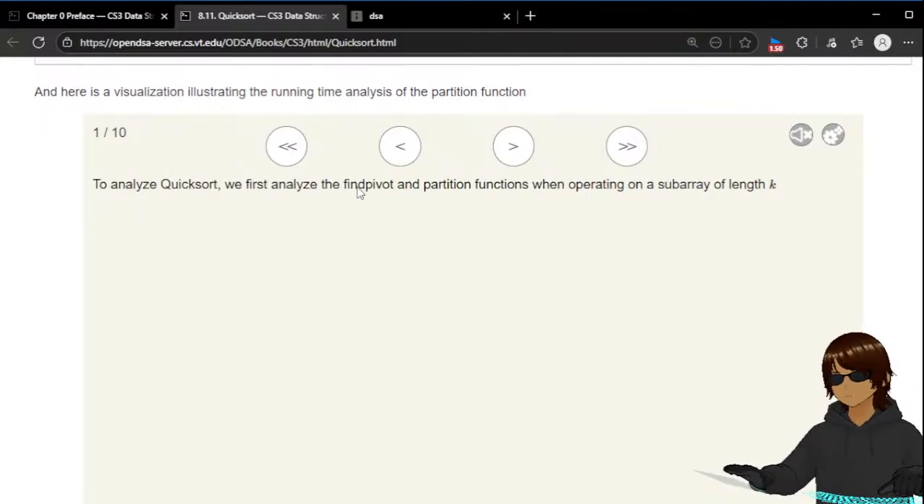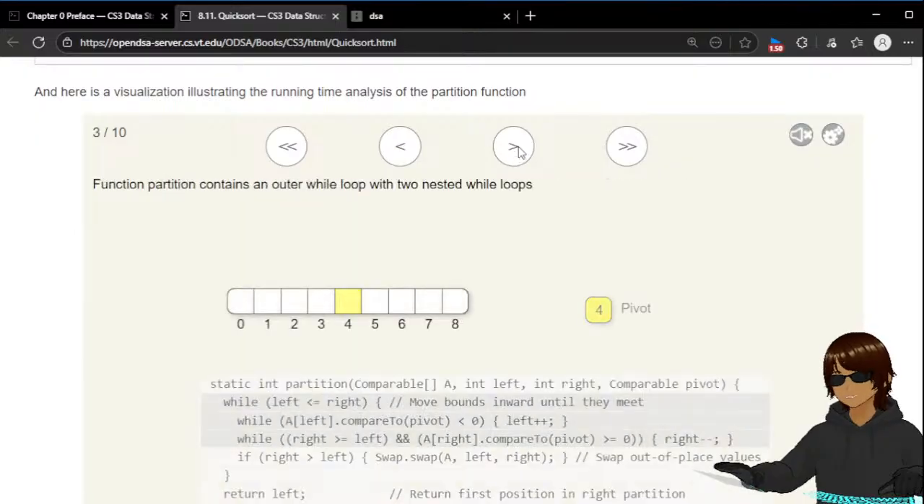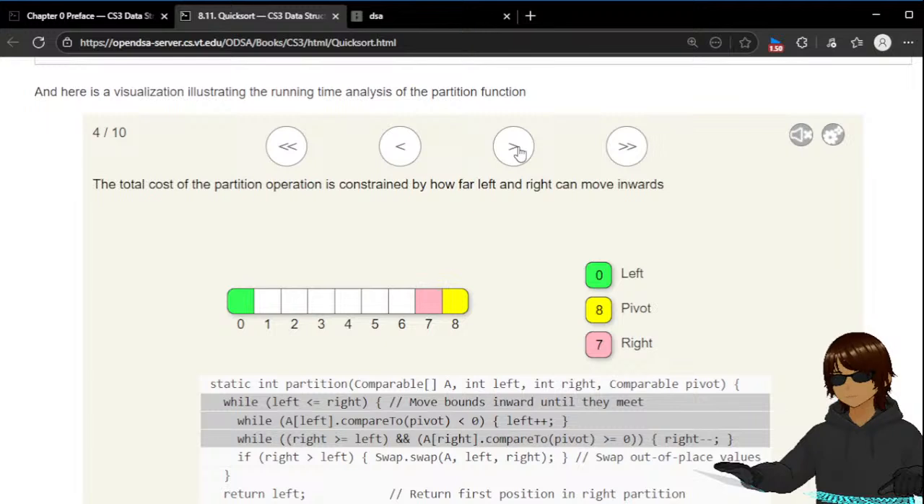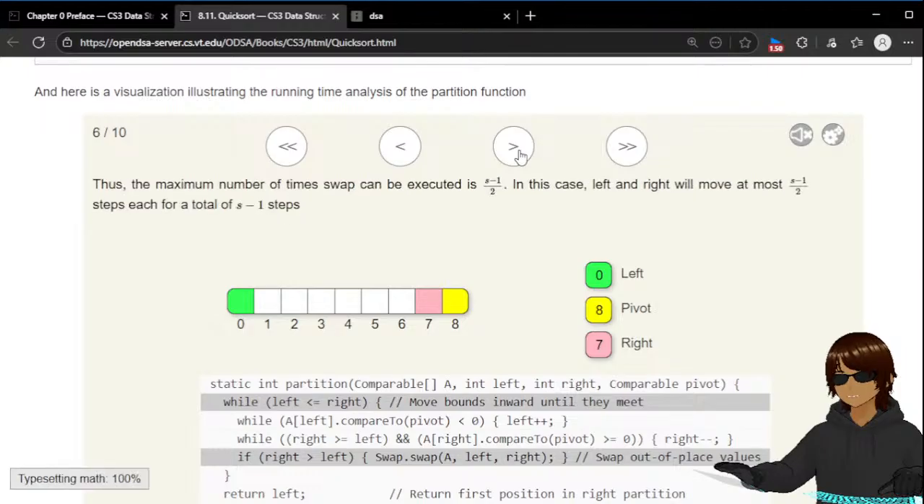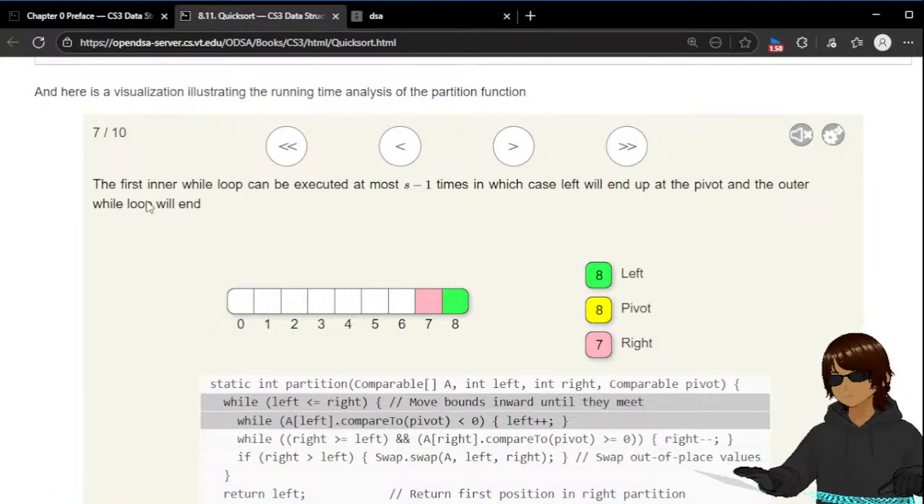We first analyze the find pivot and partition function when operating on a subarray of length k. So two nested loops guarantee the movement left and right at least one step each. The maximum number of swaps that can be executed is s minus 1 divided by 2. In this case, left and right will move at most s minus 1 steps each for a total of s minus 1 steps. The first inner loop will be executed at most s minus 1 times, in which case left will end up at the pivot, and the outer while loop will end.